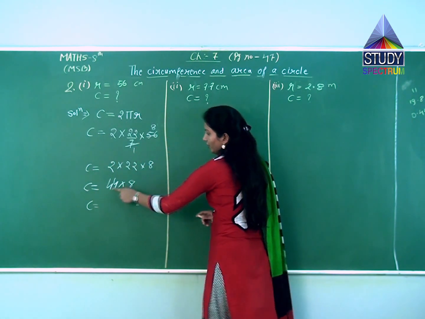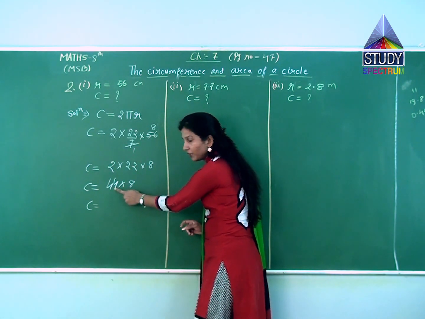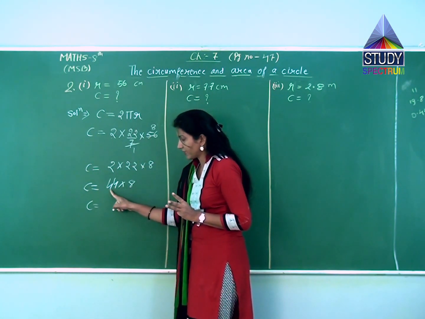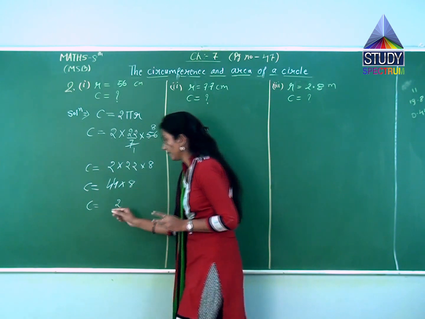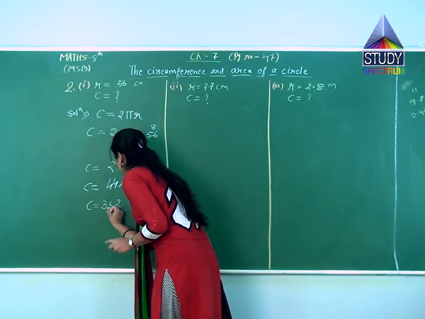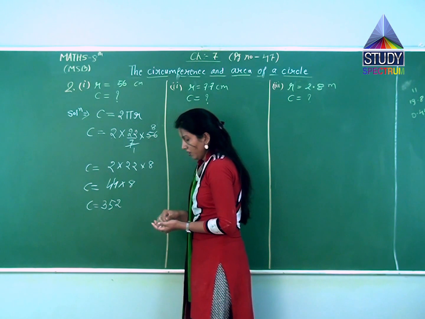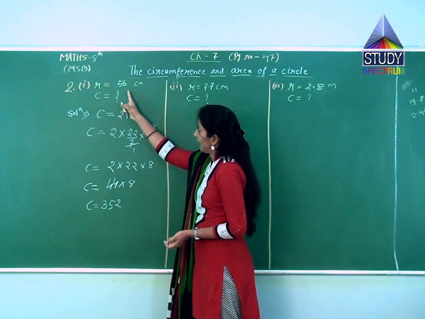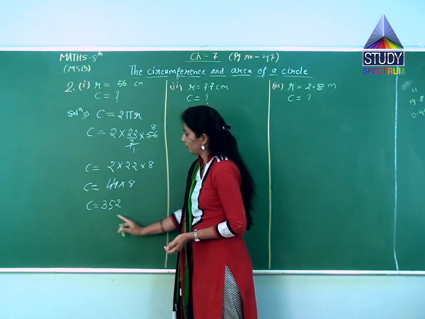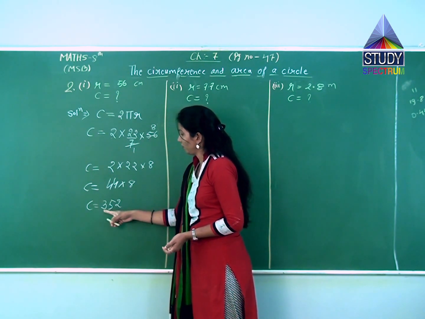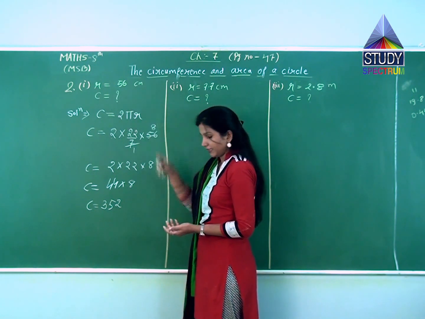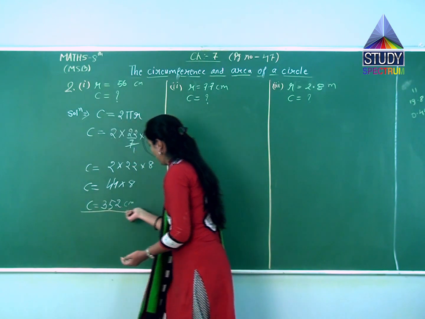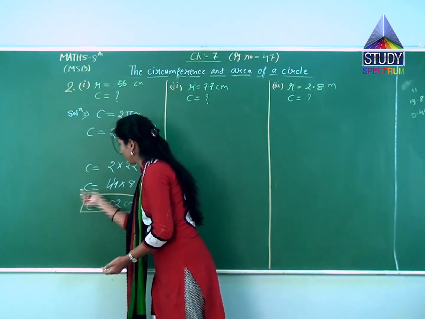Now 44 into 8. 8 4s are 32. 2 here, 3 carry. 8 4s are 32. 32 plus 3, 35. So our radius was 56 centimeter, and we have solved the equation and we found our circumference that is equal to 352 centimeters, and this is our final answer for this part of the second question.